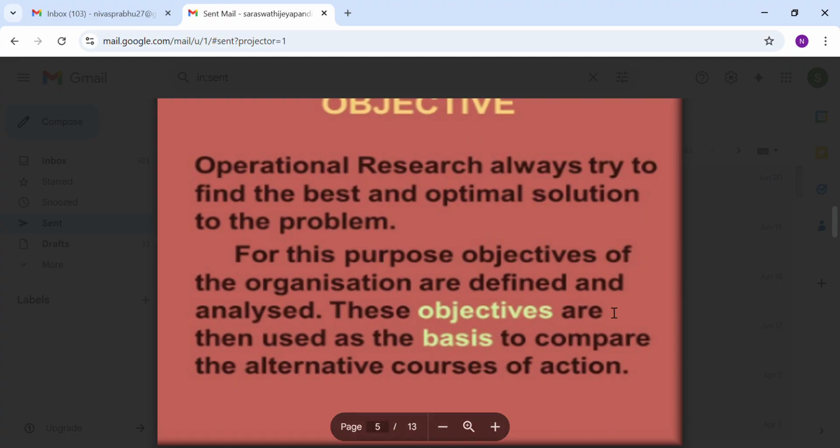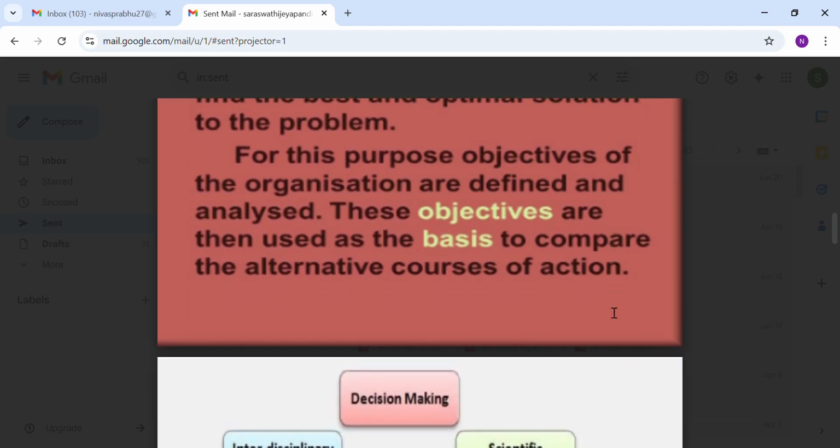The main objective of OR is to always try to find the best and optimal solution. Optimal does not mean maximum; it is the correct solution to the problem. For this purpose, the organization defines and analyzes the objectives as a basis to compare the alternative courses of action.